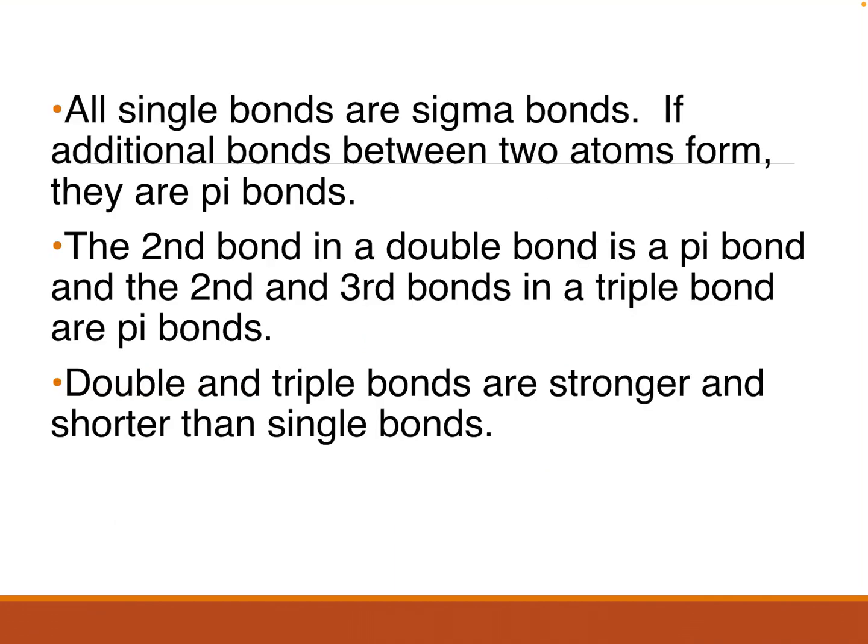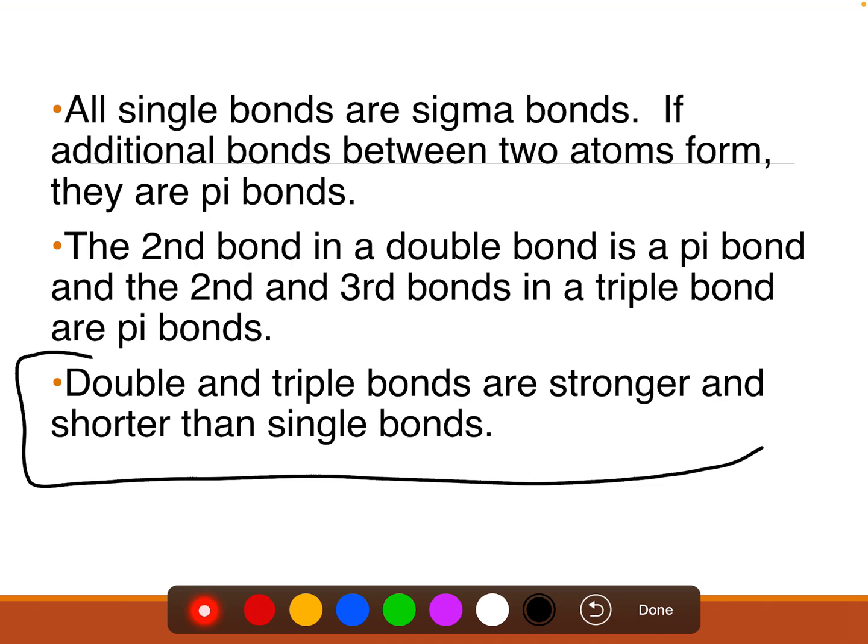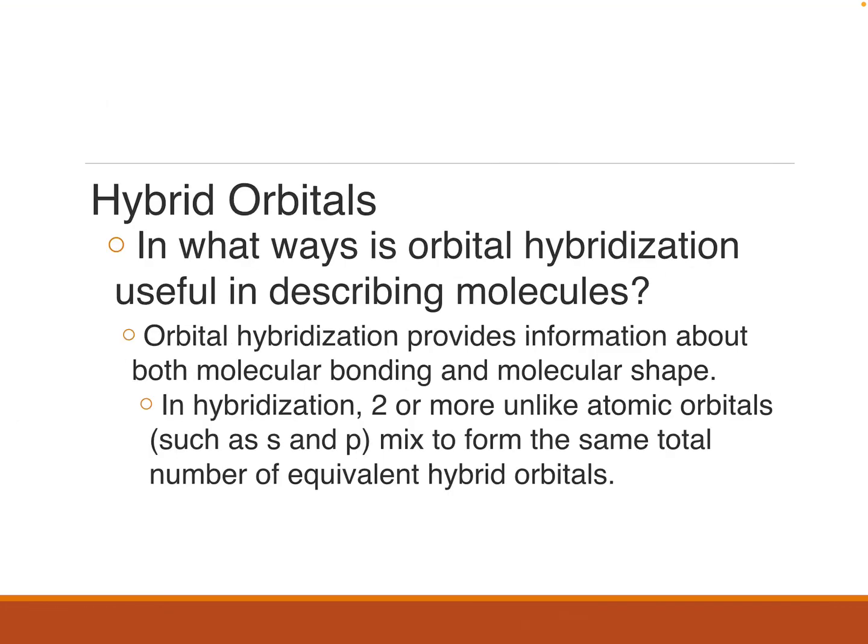All single bonds are sigma bonds. So anytime you have a single bond between atoms, that is a sigma bond. Every time you have a double or triple bond, though, the additional bond beyond the first one is a pi bond. So a double bond has one sigma bond and one pi bond. A triple bond has one sigma bond and two pi bonds. So double and triple bonds are obviously going to be stronger and shorter because you have more overlap.